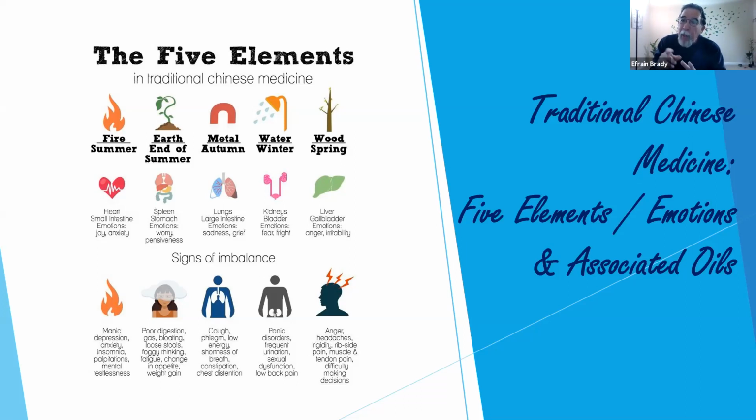And we have the earth. In the earth, we have the stomach and the spleen. The pancreas and the spleen work together in traditional Chinese medicine, okay? So those are two other channels. And as an emotion, it has to do with overthinking.